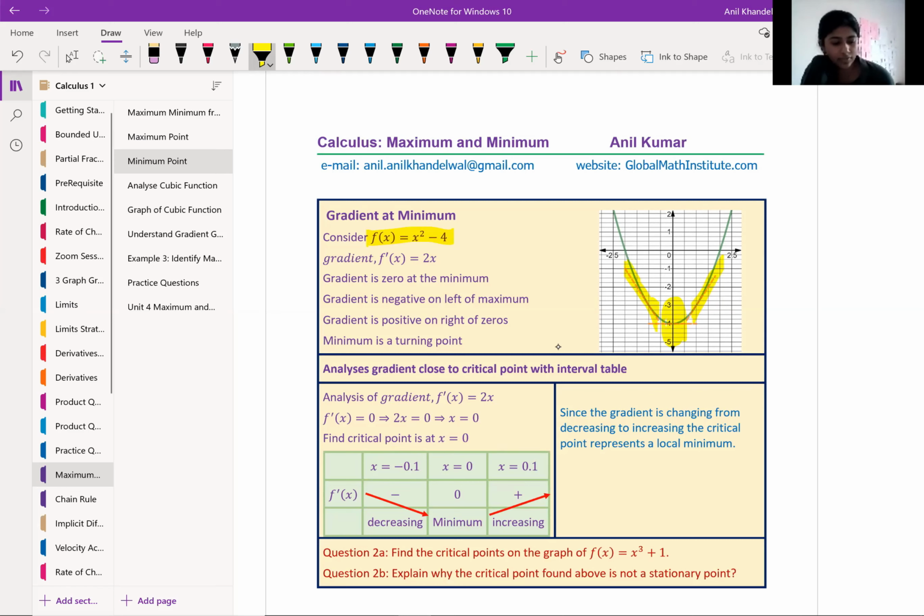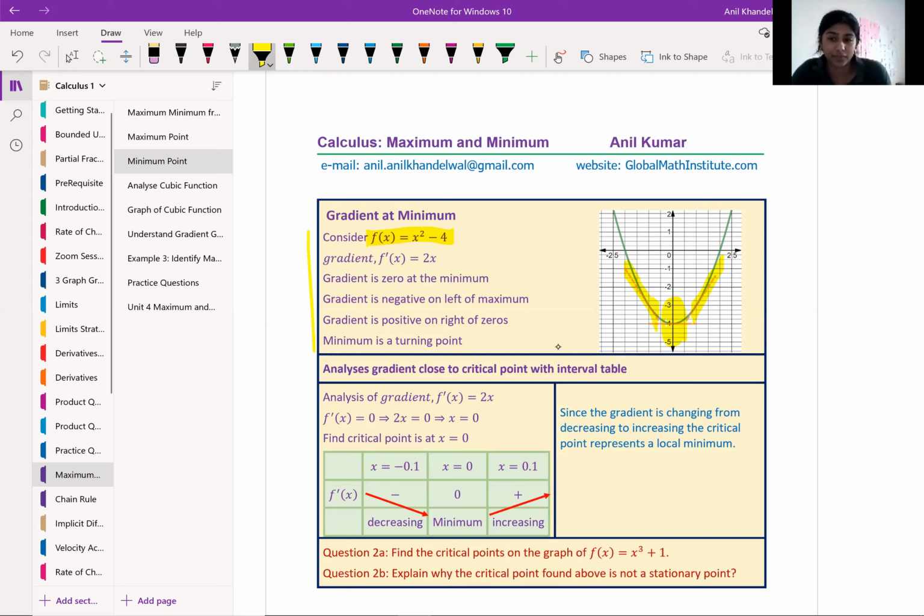Right? So, Amy, can you once again go through what I've written here? Gradient is 0 at the minimum. Yes. Gradient is negative on the left of the minimum. Yes. Gradient is positive on the right of zero. And minimum is a turning point.